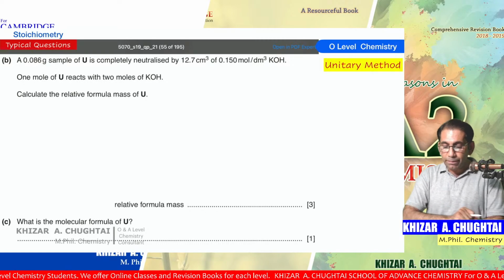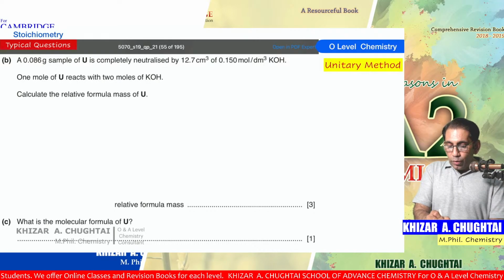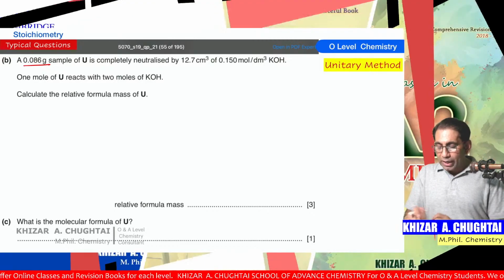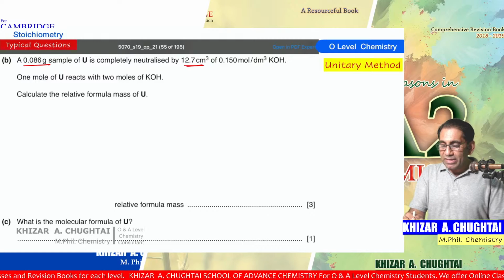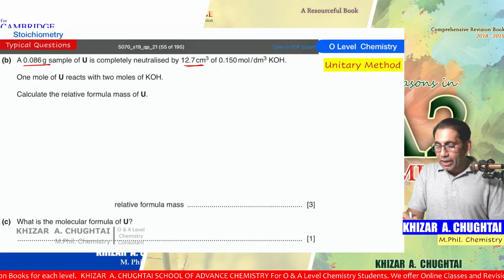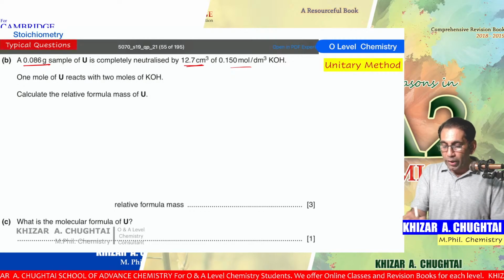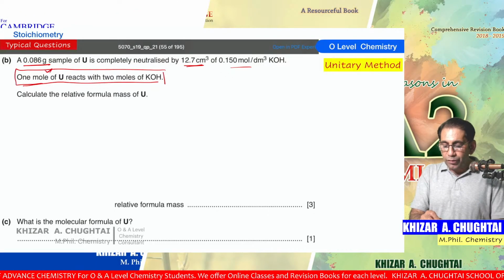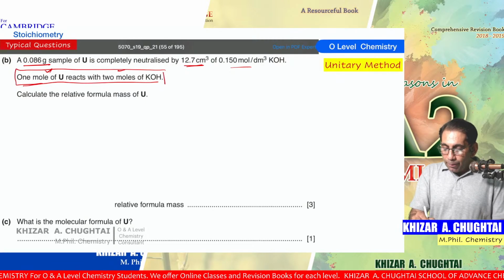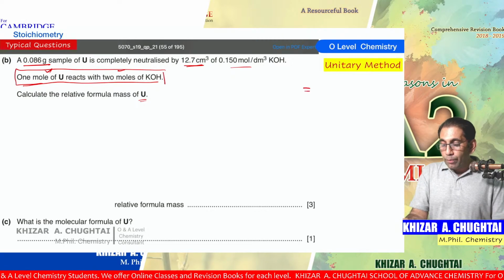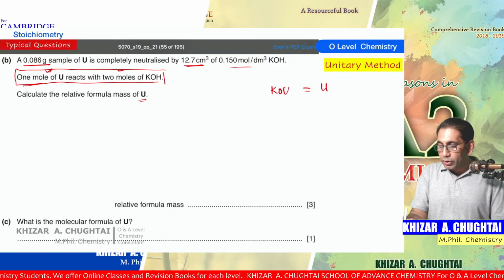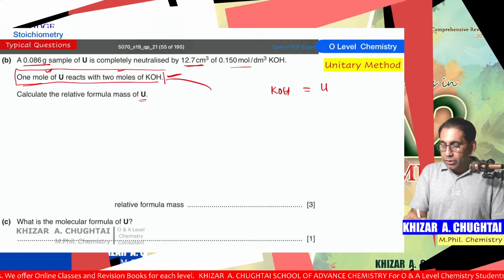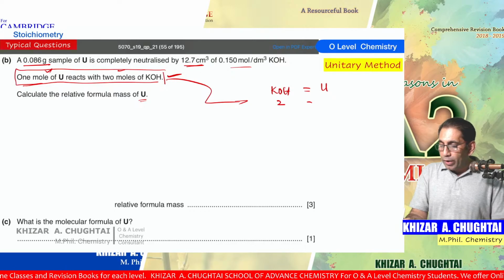Again, that is a similar question. 0.086 gram of the sample of U is completely neutralized by 12.7 cm³ of 0.150 mole per dm³ KOH. Once again, I'm going to find the moles of KOH. From the equation, 1 mole of U reacts with 2 moles of KOH, and I am going to find the mass of U. So I am going to put U on the right-hand side and KOH on the left-hand side. From this information, we can write that 2 moles of KOH is equal to 1 mole of U.